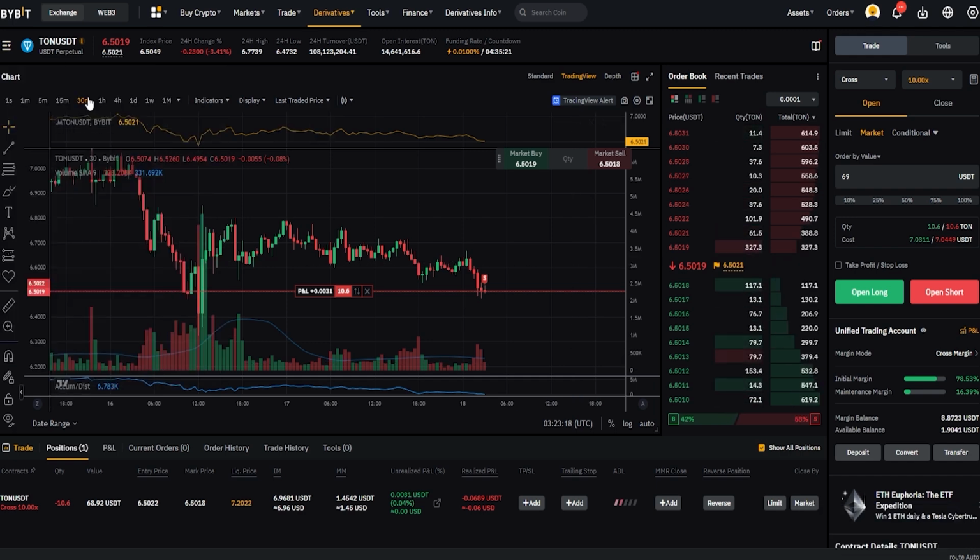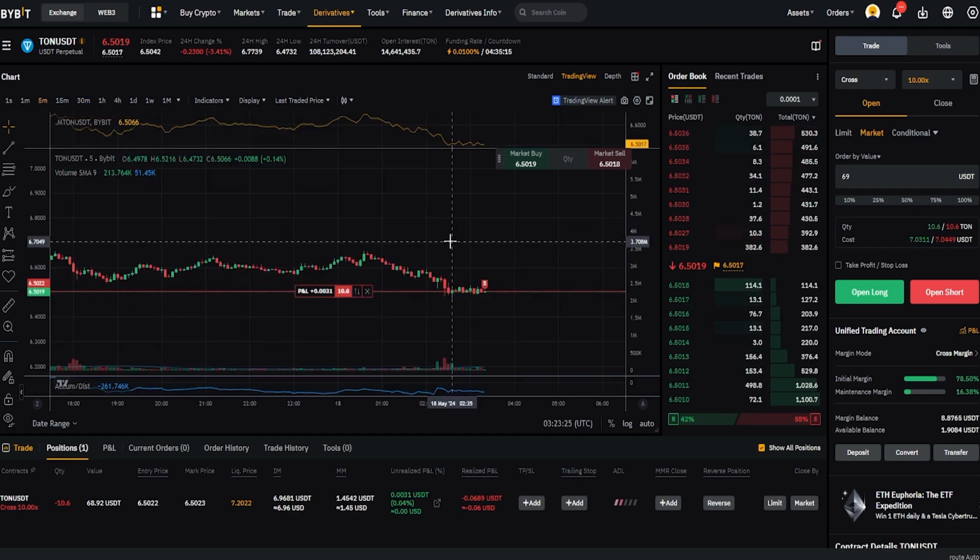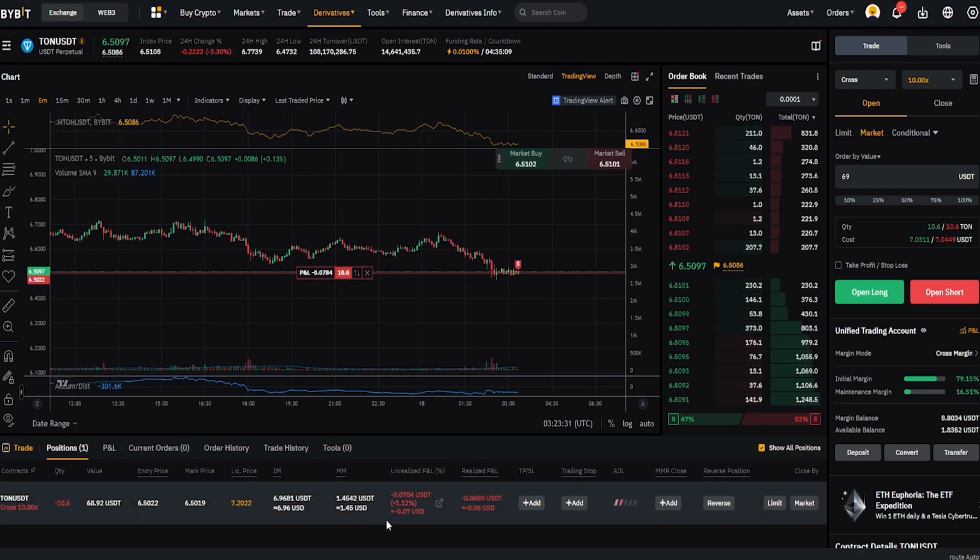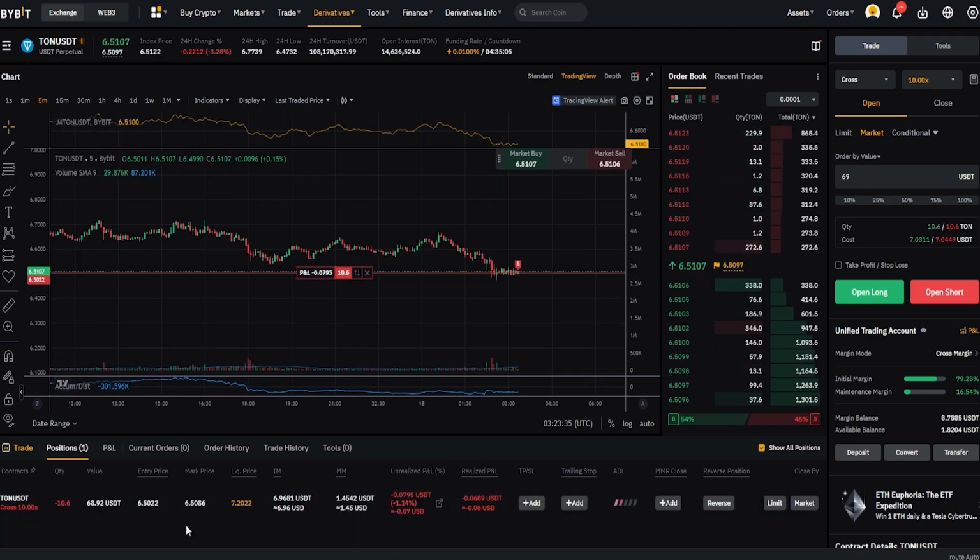It is also very important that here we have, of course, charts. Now we have a 30-minute chart. On the 30-minute chart, the price is falling. We can choose a shorter period of time, let's say 5 minutes, and see how the price behaves now. But what should we pay attention to when trading?